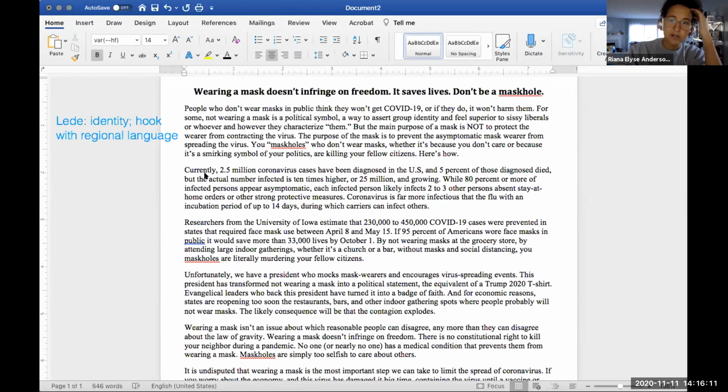So the next paragraph: currently 2.5 million coronavirus cases have been diagnosed in the US. 5% of those diagnosed died. The actual number is 10 times higher. Each case likely infects 2 to 3 other people if there aren't stay-at-home orders. Coronavirus is far more infectious than the flu, with an incubation period of up to 14 days, during which carriers can infect others. What is this person saying in the second paragraph? What are they taking away? Or what are you taking away as the reader?